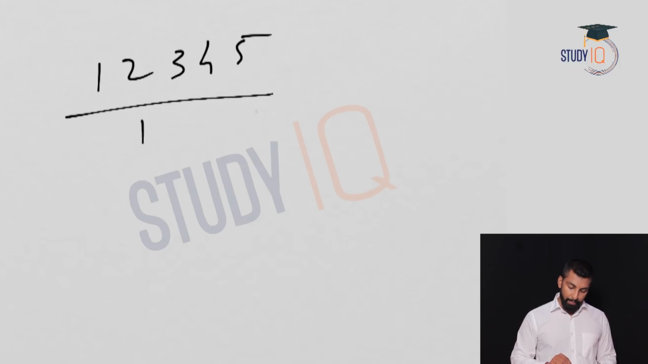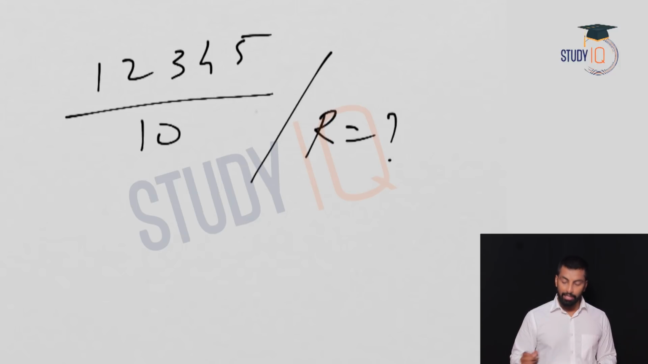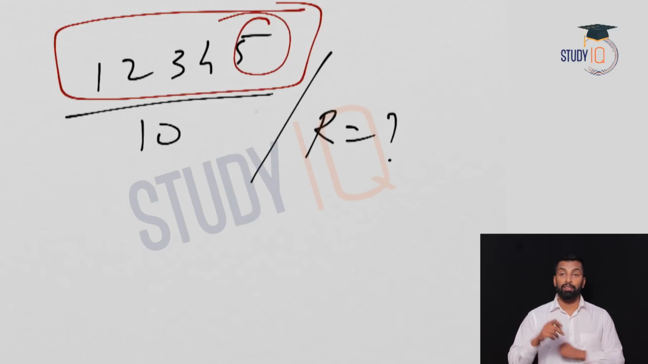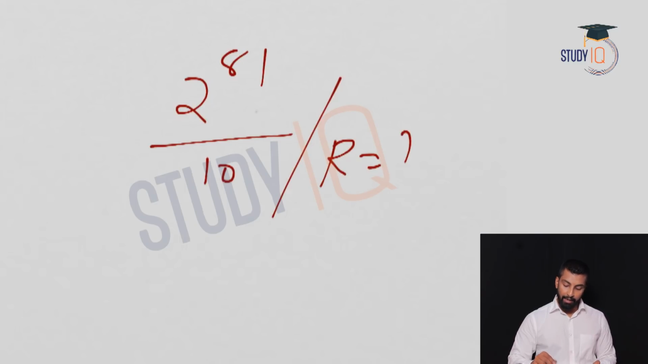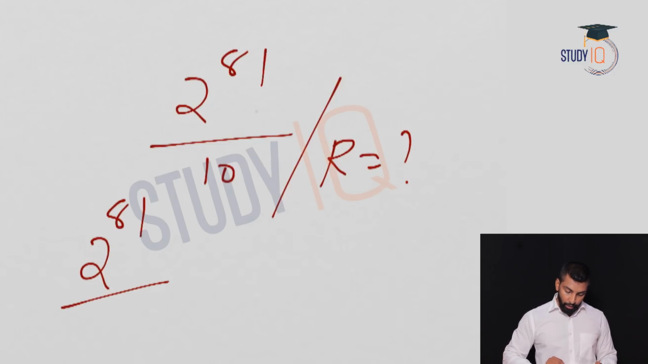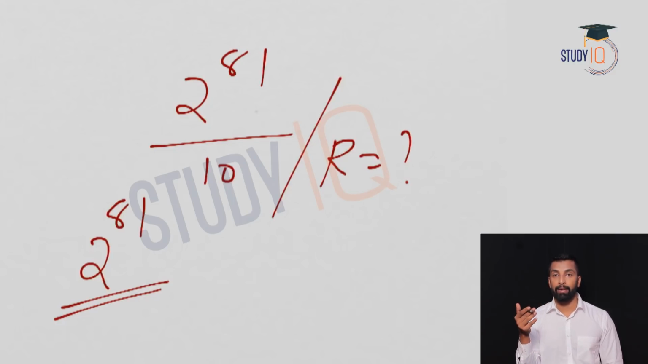If I give you the number 12345 divided by 10, the remainder is basically the last digit. You will tell me 5. But if I give you 2 raised to 81 divided by 10, what is the remainder? I can ask you like this, or I can ask what is the last digit of 2 raised to 81. Both are actually the same question. Last digit questions mean divide by 10, what is the remainder? So in these two ways you can get this question.